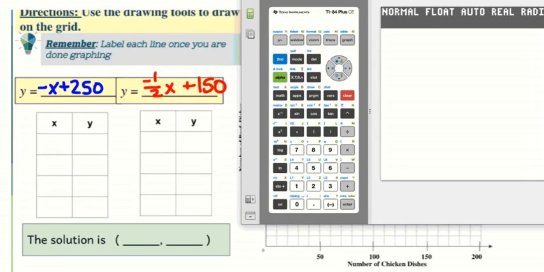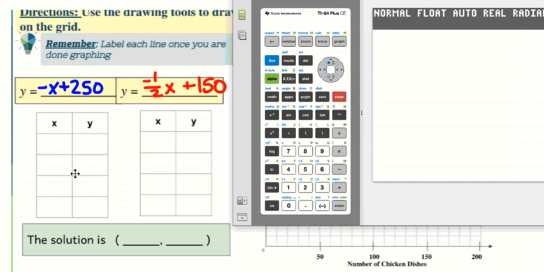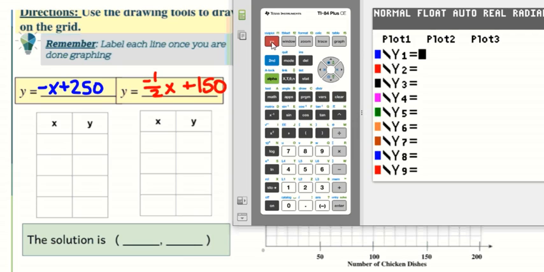We can use our graphing calculator to help us find the points that we need to plot on our graph and find the solution to this system of equations. We start by pressing the y equals button, and we type in our first equation, negative x plus 250. Then we go down to enter in our second equation.